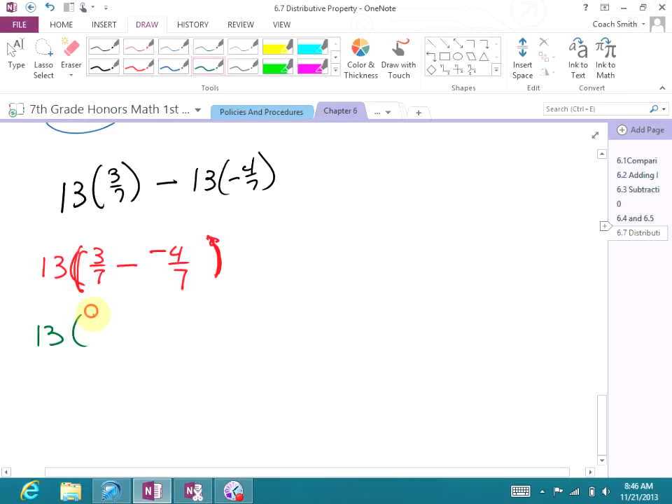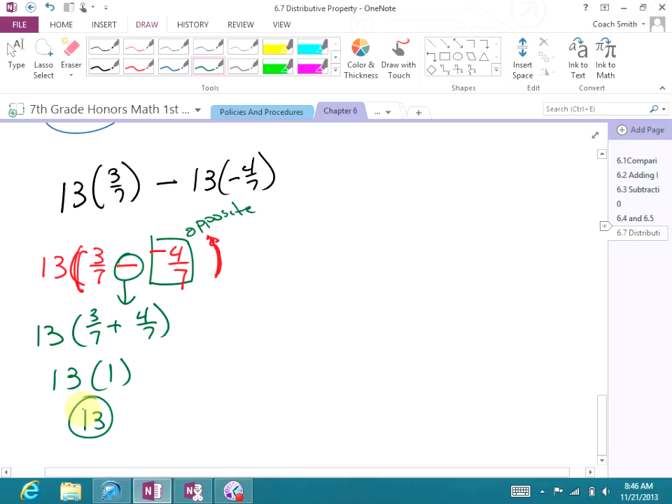13, 3 over 7, change that to addition, do the opposite of negative 4/7, which is positive 4/7. Now, what do you have inside the parentheses? And what is that? 1. So I have 1 on the inside, 13 on the outside. And that would be 13.